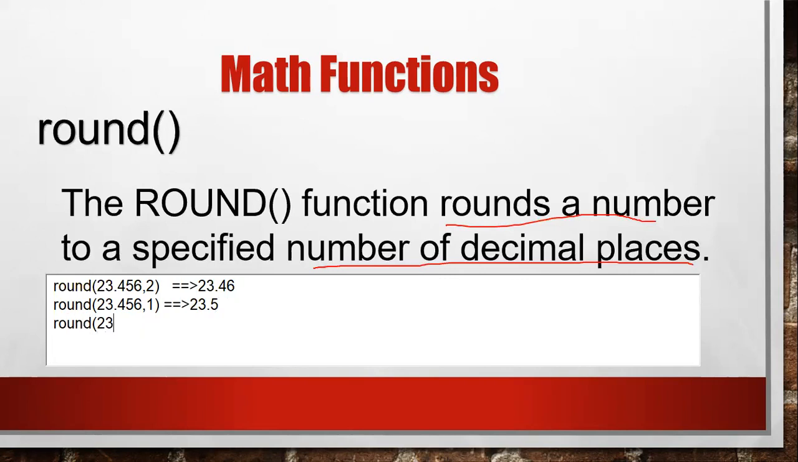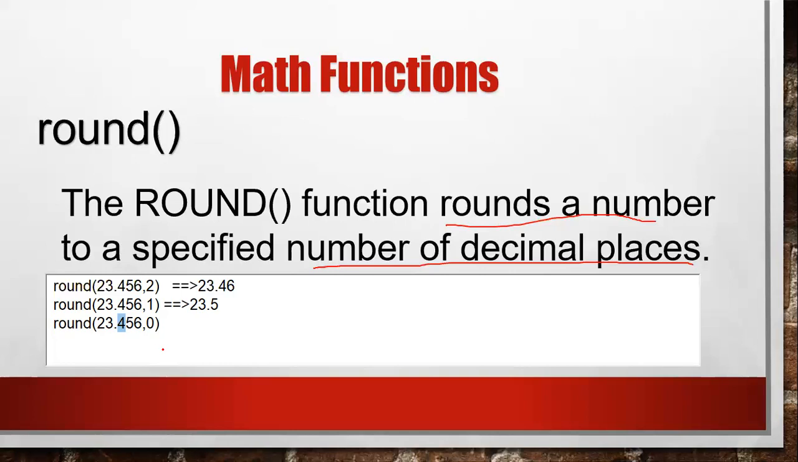Round 23.456 comma 0. Now we have put 0 over here. What does it mean if we put 0? 0 means after the decimal we don't want any digit. Then it will consider the number immediately after the decimal point. The number immediately after the decimal point is 4.